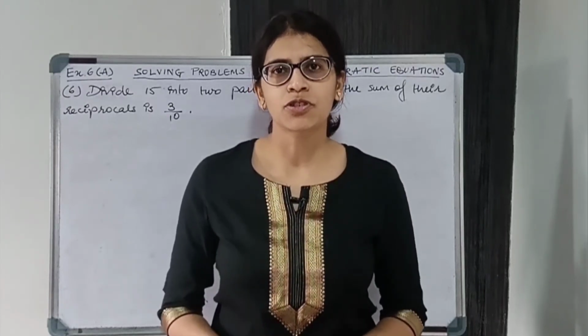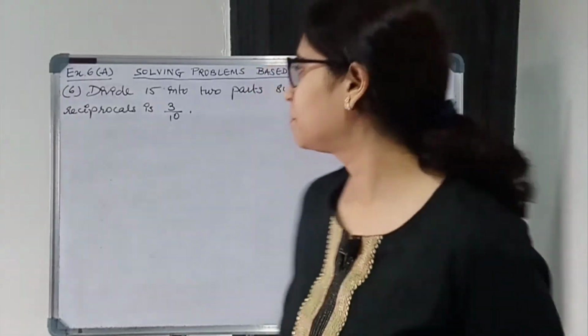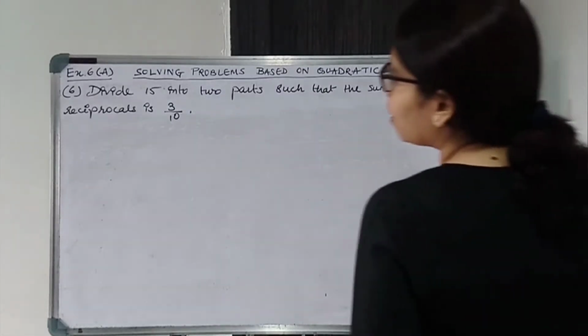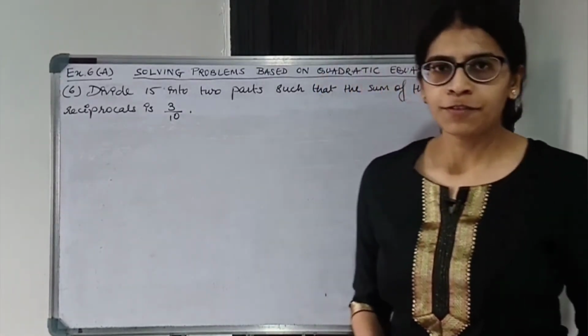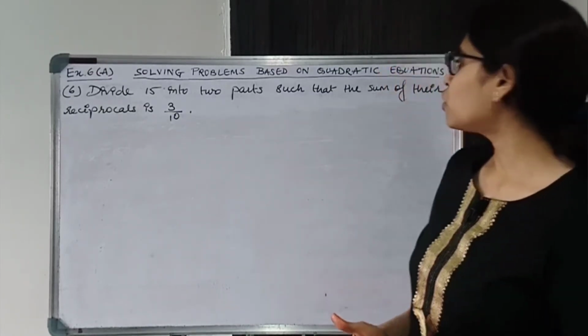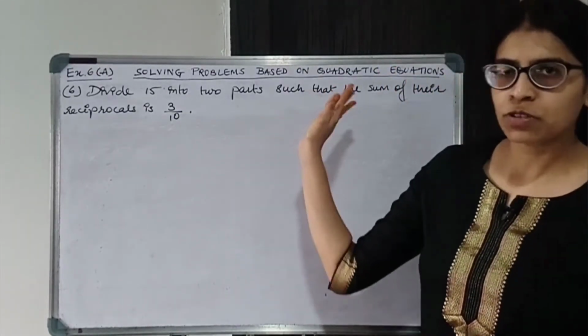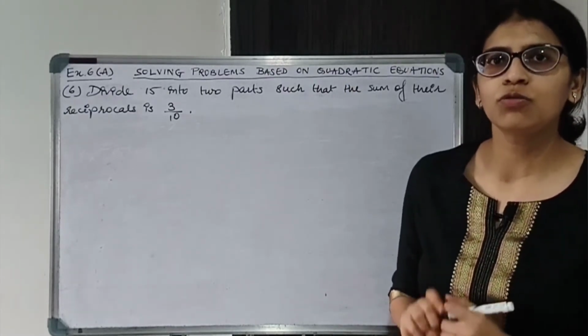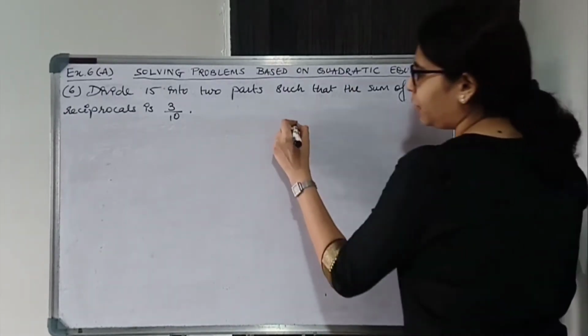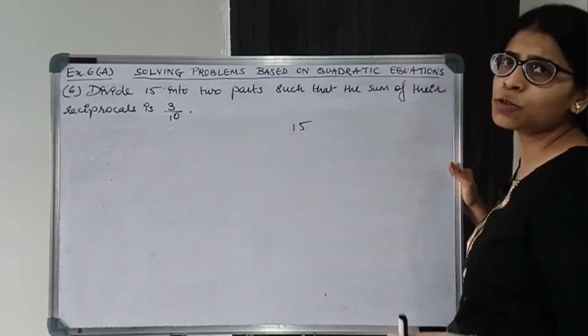Moving on to the next question, question number 6. Divide 15 into two parts such that the sum of their reciprocals is 3 by 10. Now we have to divide the number 15 into two parts, okay, into two parts such that the sum of their reciprocals, will come to the reciprocals part later. 15 को टू पार्ट्स में डिवाइड करना है. सो 15 है, टू पार्ट्स में उसको डिवाइड करना है.